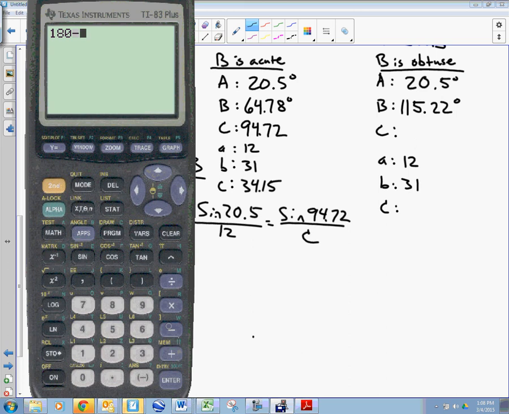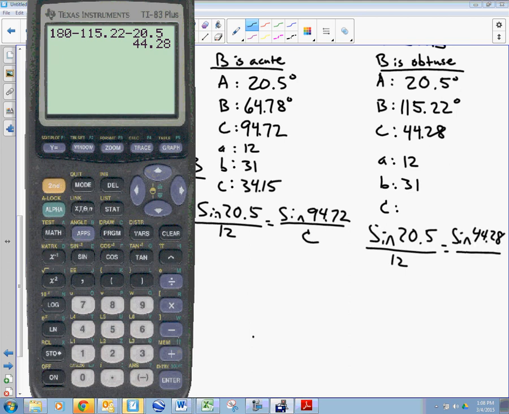Let's go to the B is obtuse triangle. Again, I can subtract from 180. 180 minus 115.22 minus 20.5, and I get 44.28. How do I find side C? Law of sines. Sine of 20.5 over 12 equal to sine of 44.28 over C. 12 sine of 44.28 divided by the sine of 20.5, 23.92. That's middle. Does that match the middle angle?